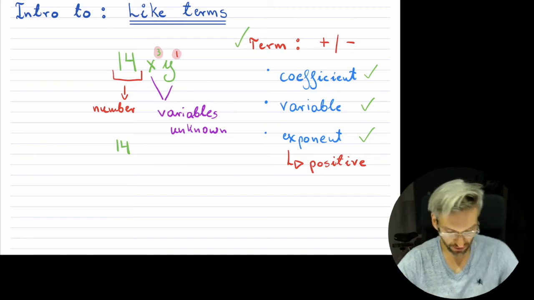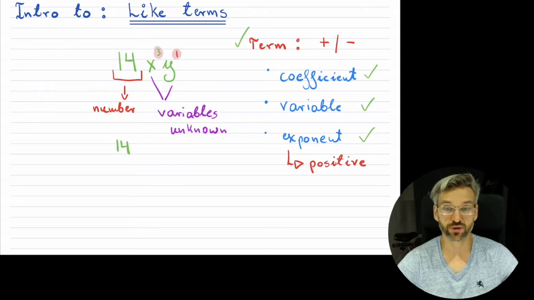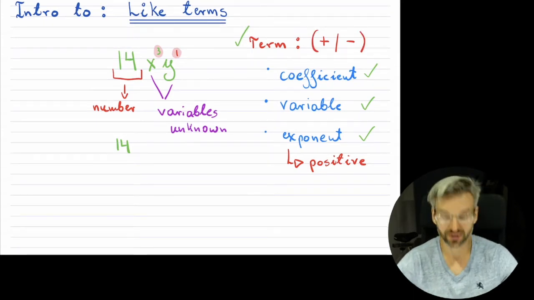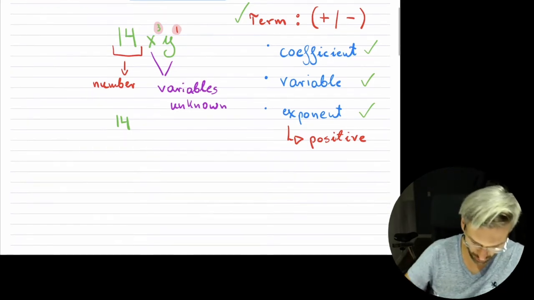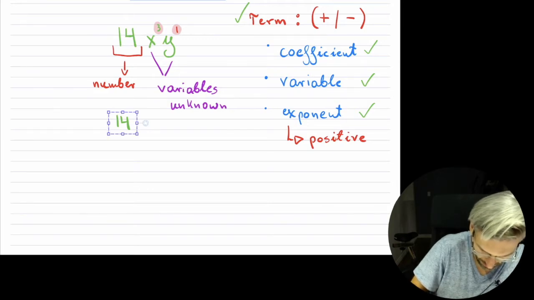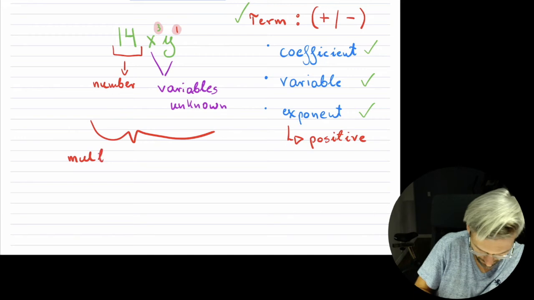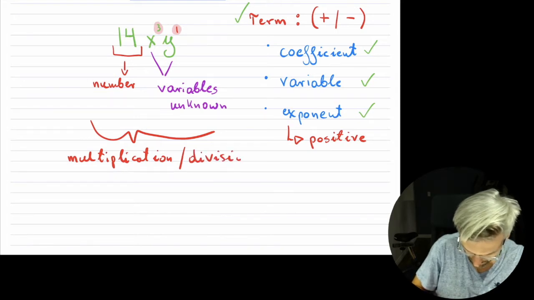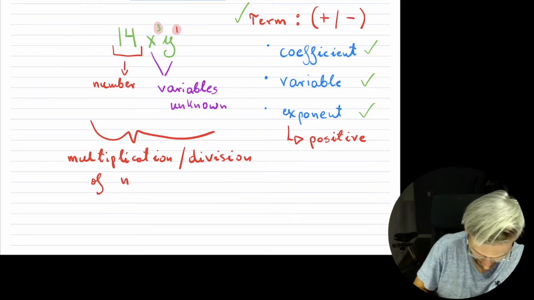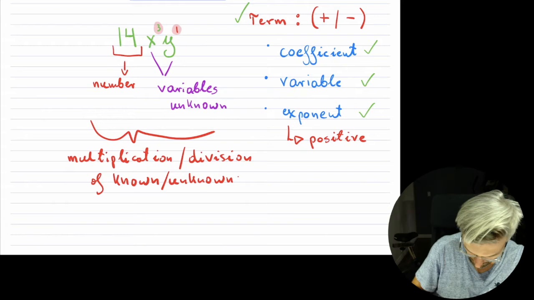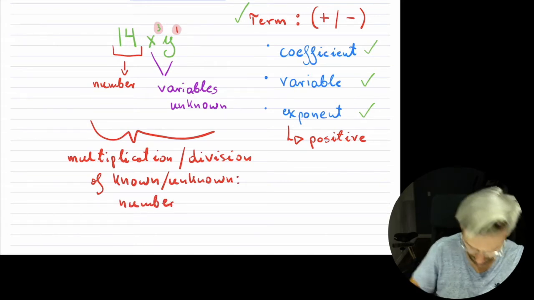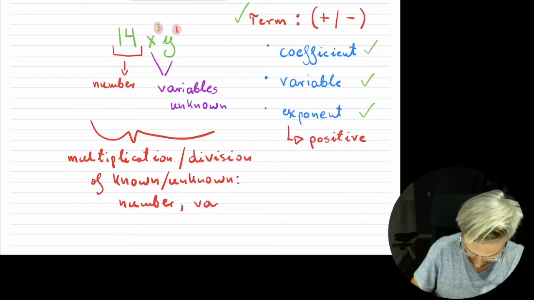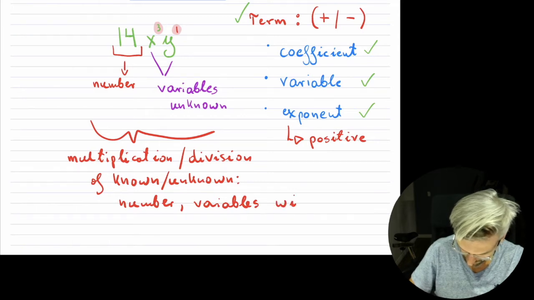Now, those are the key features of a term. And what I want you to know is that if terms do not have additions or subtractions, then a term is really made up of the multiplication, or division even, of known or unknown numbers: some number, which is our coefficient, and possibly variables with an exponent.